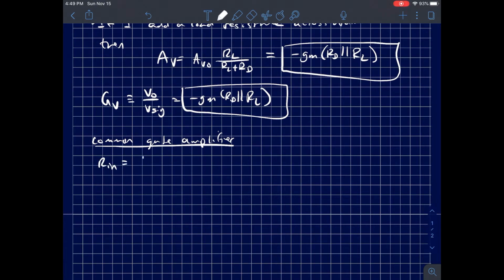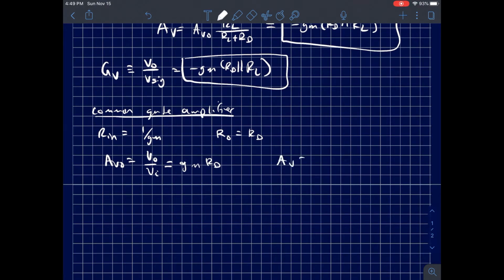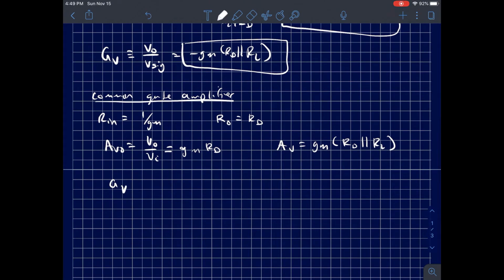I know that Ri is 1 over gm, Ro is equal to RD, Avo, which is Vo over Vi, is equal to gm RD, and Av is equal to positive gm RD in parallel with RL, and Gv is equal to RD in parallel with RL over 1 over gm plus Rsig.